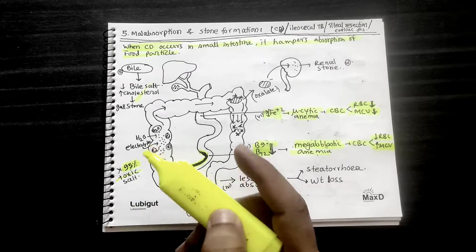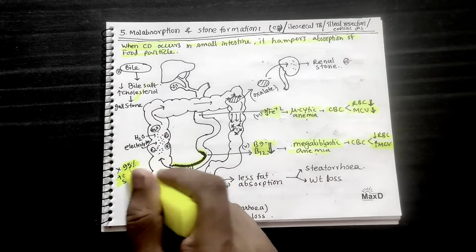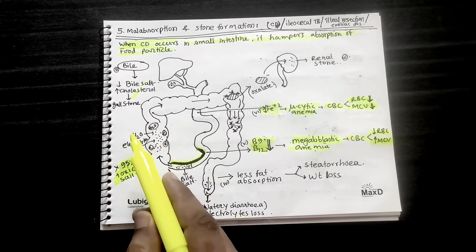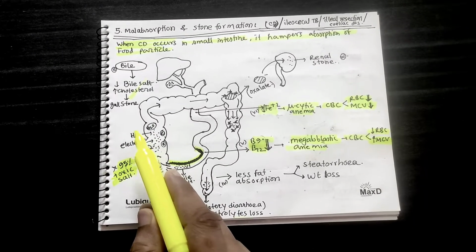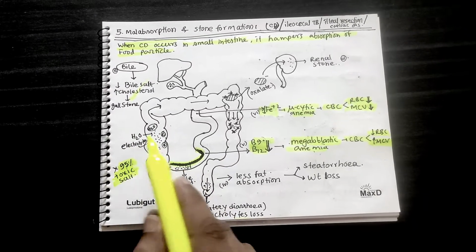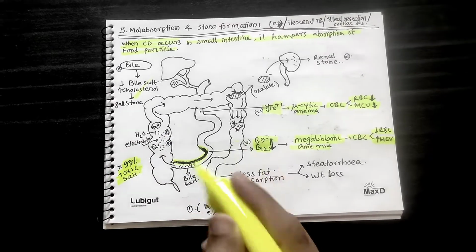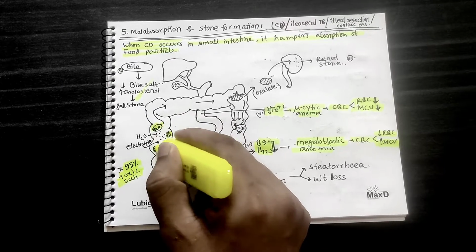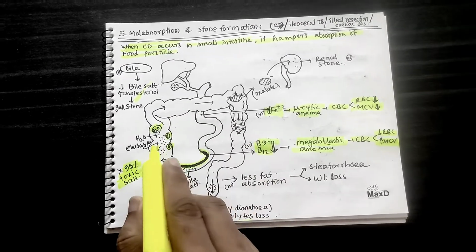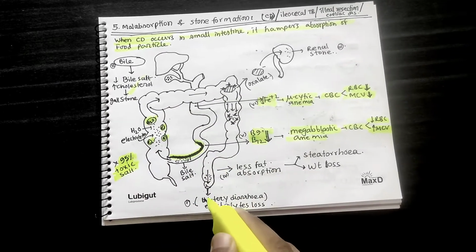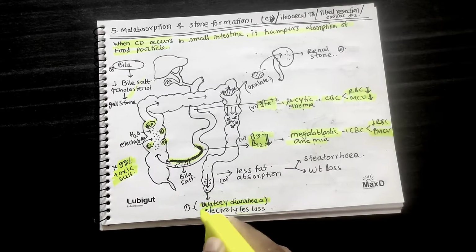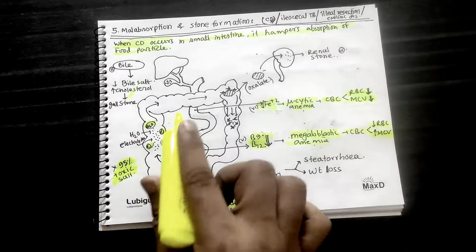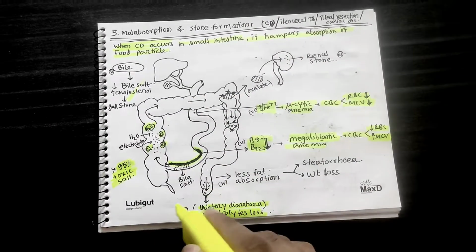it becomes a toxic salt. So when bile goes into the large gut, it causes the secretion of water and electrolyte from blood to the intestinal lumen. So when water and electrolyte come with the bile salt, it causes watery diarrhea and electrolyte loss. So watery diarrhea and electrolyte loss occur in Crohn's disease.